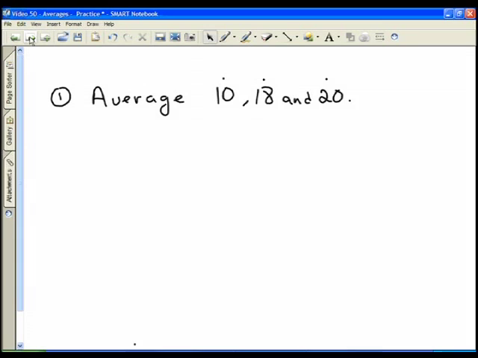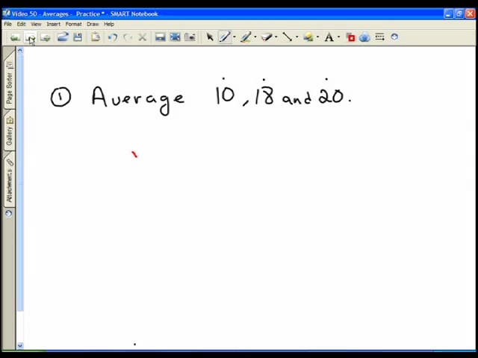So in this first question here, we are asked to average three numbers, 10, 18, and 20. What is the average? And it doesn't matter what these are. These could be weights, they could be times, they could be distances, they could be chocolate bars or candies. We're just averaging three numbers. It doesn't really matter what these numbers represent.